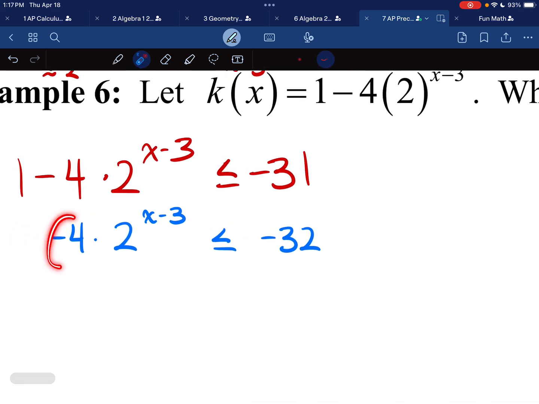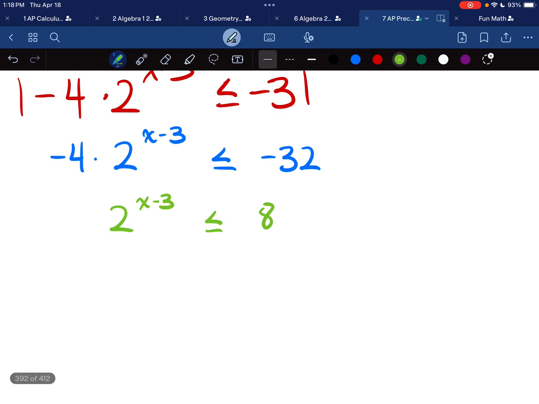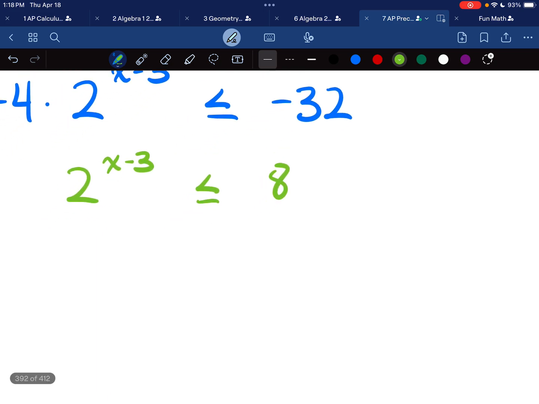Okay, so from here, I need to get rid of the negative 4 by dividing both sides by negative 4, meaning what's left over is this 2 to the power of x minus 3 on the left side. On the right side of our inequality, we have a negative 32 divided by a negative 4. A negative divided by a negative is a positive. 32 divided by 4 is 8. This is 8.